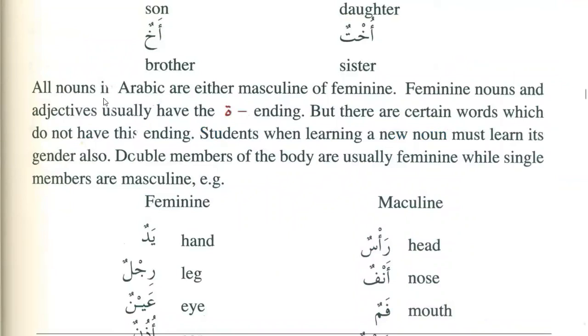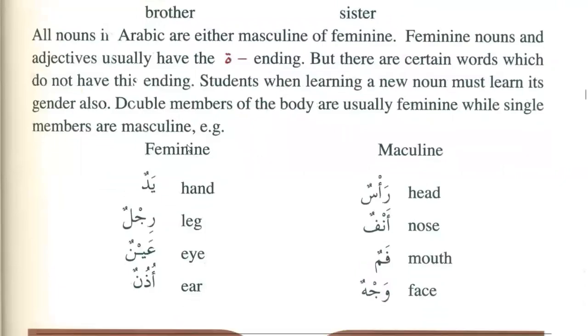All nouns in Arabic are either masculine or feminine. Feminine nouns and adjectives usually have the ta marbuta at the end. But there are certain words which don't have this ending. Students, when learning a new noun, must learn its gender also. Double members of the body are usually feminine, while single members are masculine.